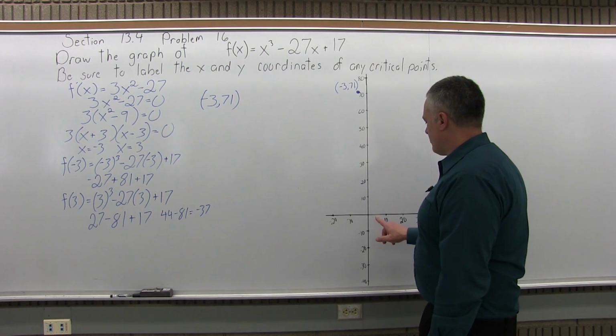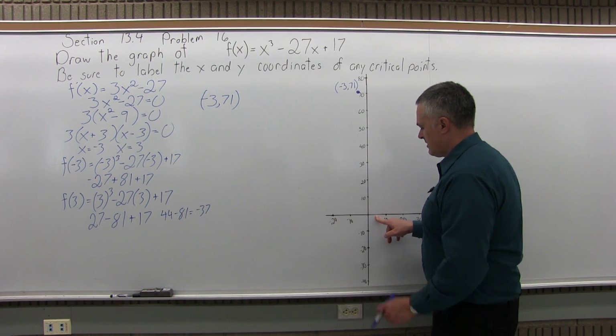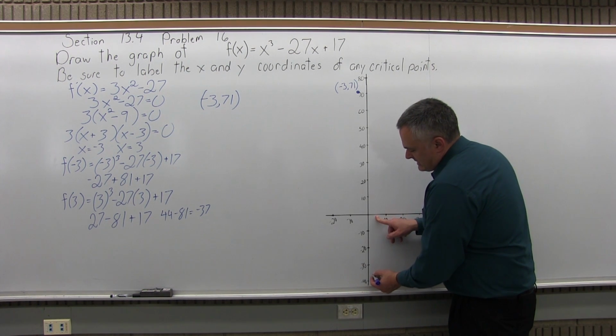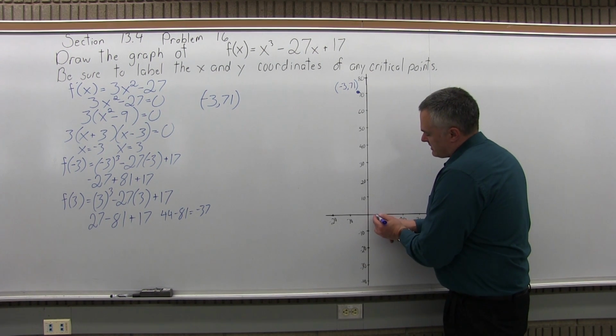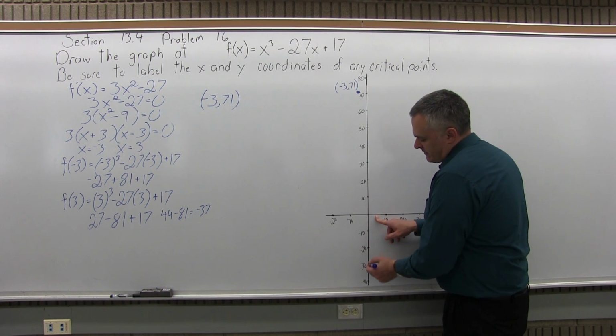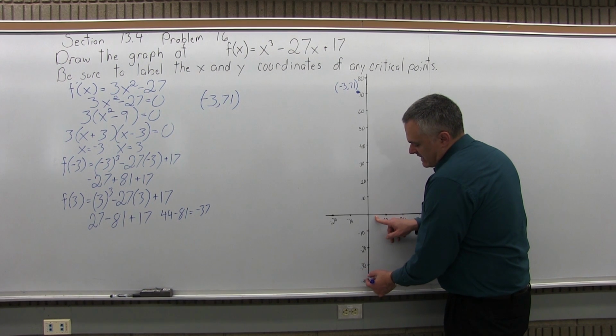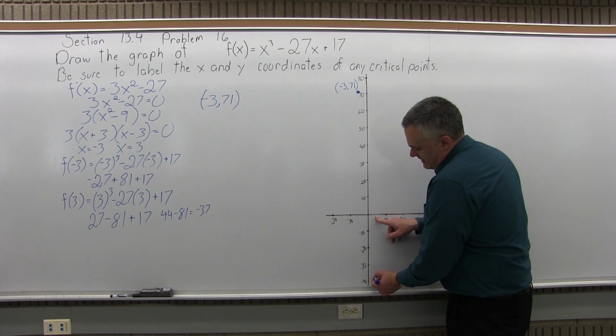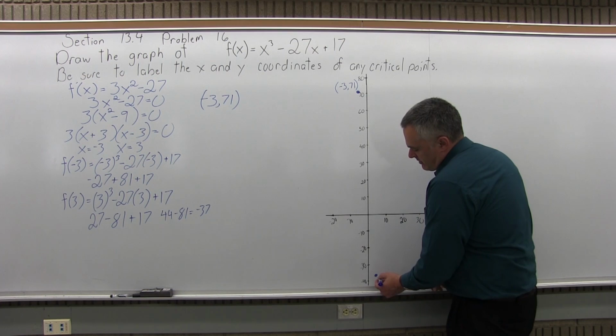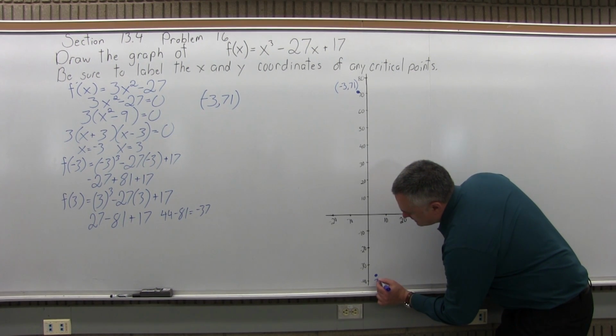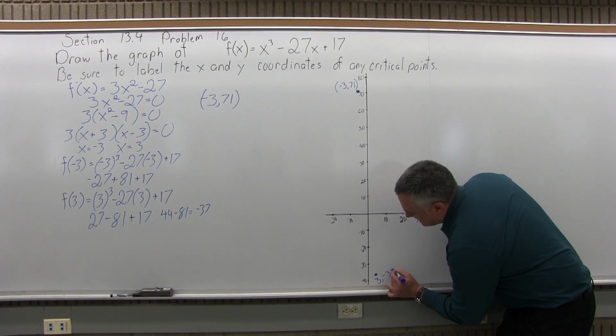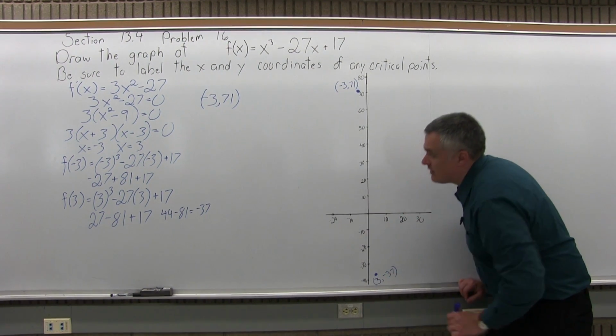So now, if I do positive 3, I'm down 37. I don't have positive 3 on my number scale, so by eye, about a third of the way between the 0 and the 10. 37 I also don't have exactly on my number scale. By eye, about 3/4 of the way between the negative 30 and the negative 40. So I'm going to put a dot right about there. That's positive 3 for the x and negative 37 for the y.